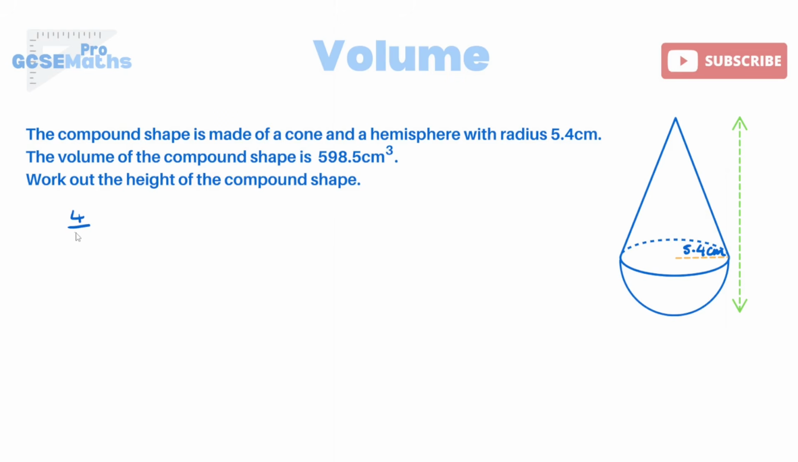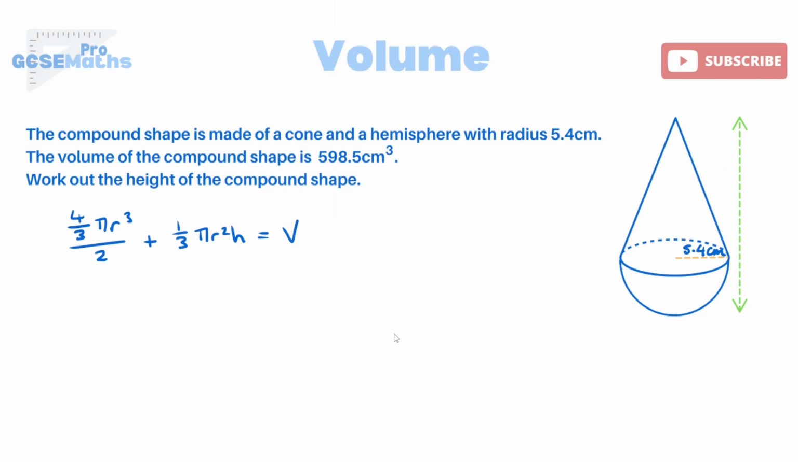For our hemisphere, it would be 4/3 pi r cubed over 2, remember to divide it if you're using the whole sphere formula. Then we would have added the cone, which is 1/3 pi r squared multiplied by the height. Now, don't mix this up though, because this height, this h, is the height of just the cone. The question is asking for the height of the whole shape, so just be aware of the difference there.